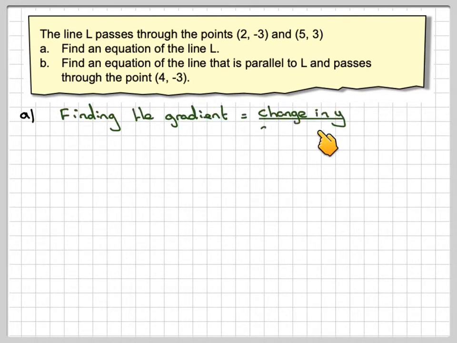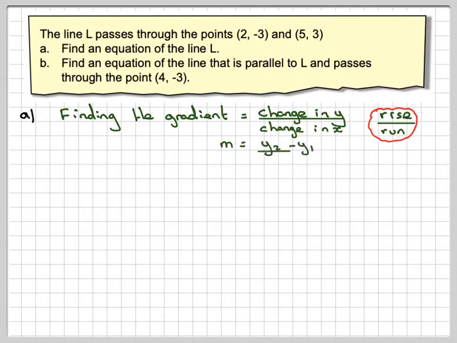So the gradient is the change in y over the change in x, or some people like to use rise over run. So the change in y, we will need to subtract the y coordinates. That's normally written as y2 minus y1, and then divided by the change in x, that will be x2 minus x1. It is a good idea to put these labels underneath the coordinates in an examination.